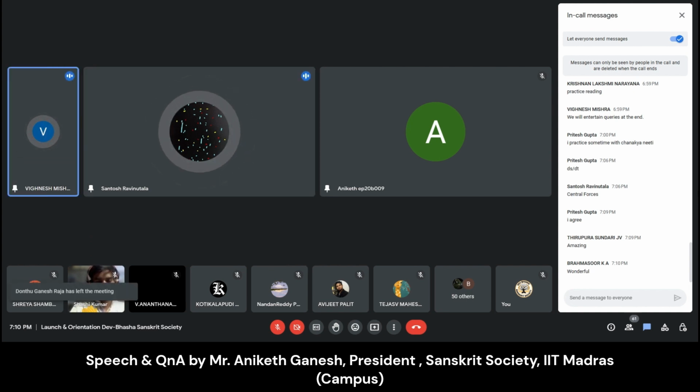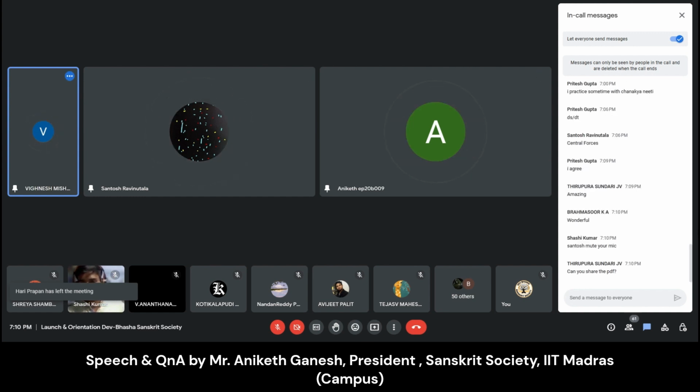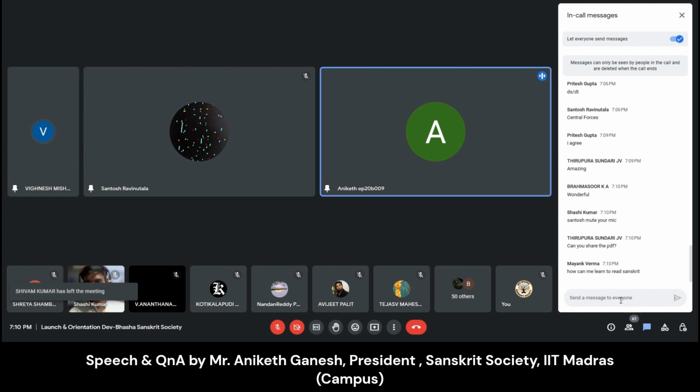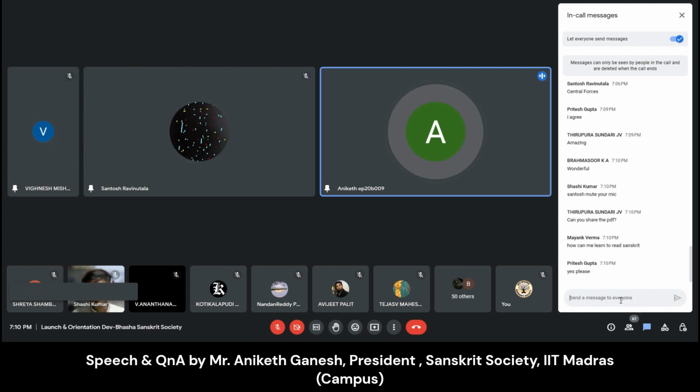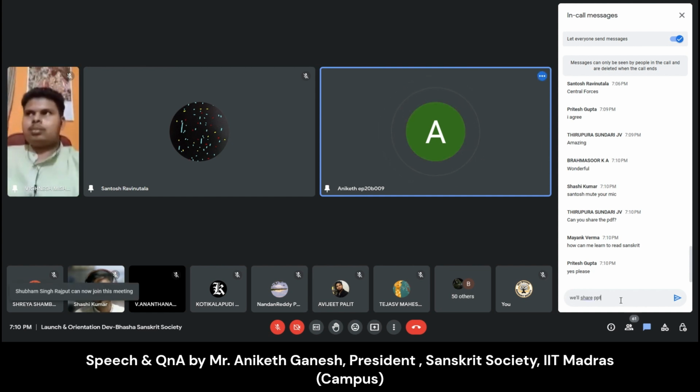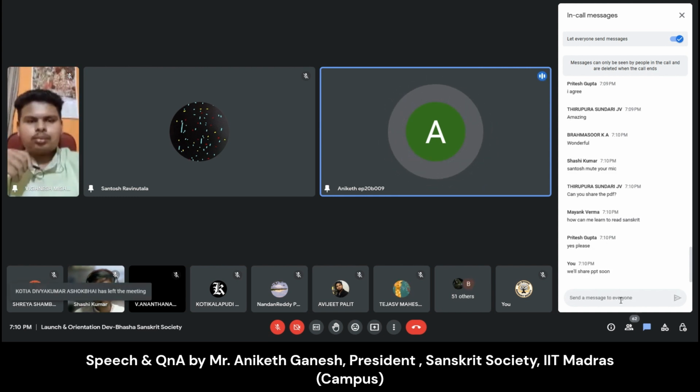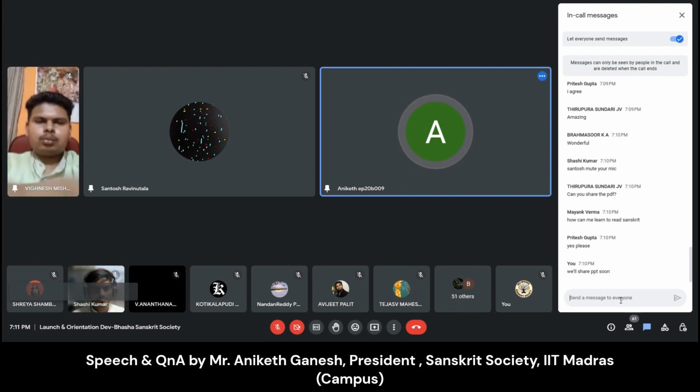Aniket, some have asked how you achieved this level of proficiency in the language. Can you explain? And Santosh, can you mute yourself? Right. So I actually started learning Sanskrit properly only after my JEE. Even then it has not been very serious or consistent. I've been seriously learning it only for the past 3 years. Of course, I had some background before also. So your question was how I achieved this sort of proficiency, right?